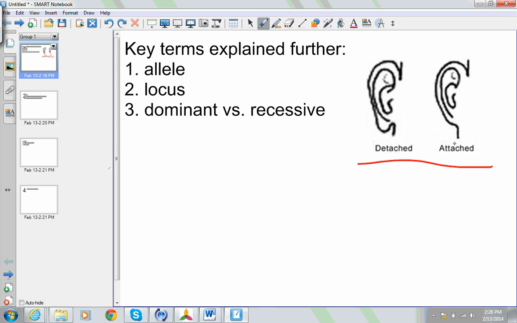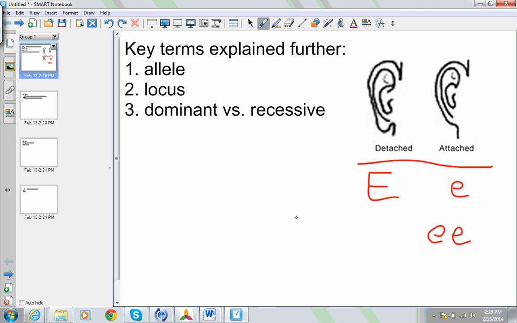So attached earlobes are a recessive trait. Okay, so we're going to use E as our representation for these alleles. Since attached is a recessive allele, it's going to be represented by a little e. And then since detached is dominant, we're going to represent that by a big E. So if you have attached earlobes, that must mean you got the attached earlobe allele from mom and the attached earlobe allele from dad, and that's why you have attached earlobes.